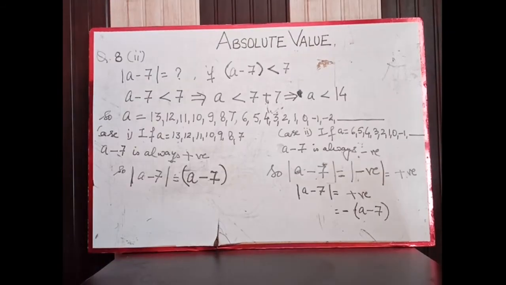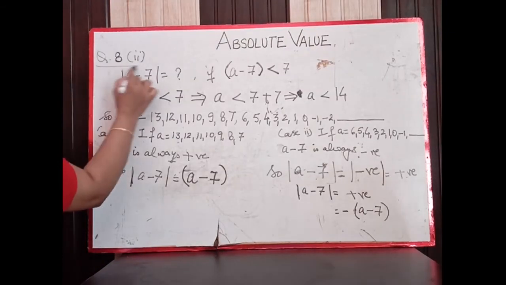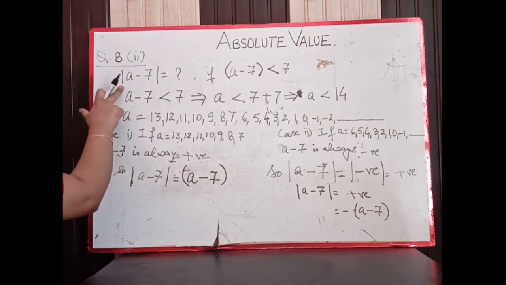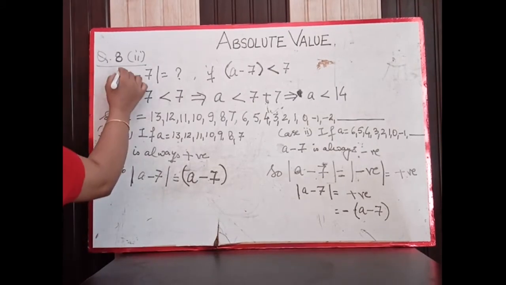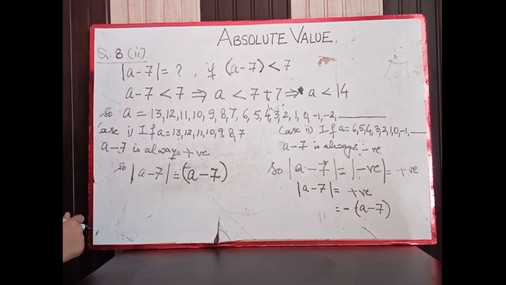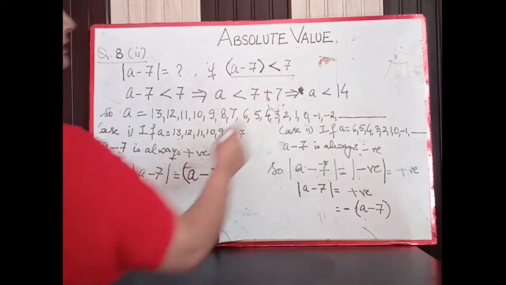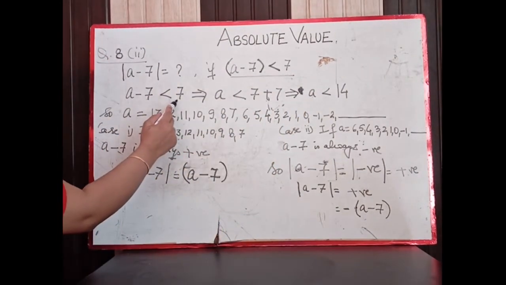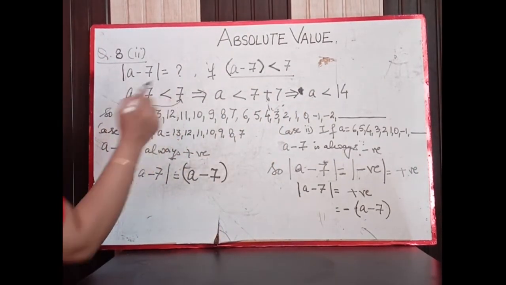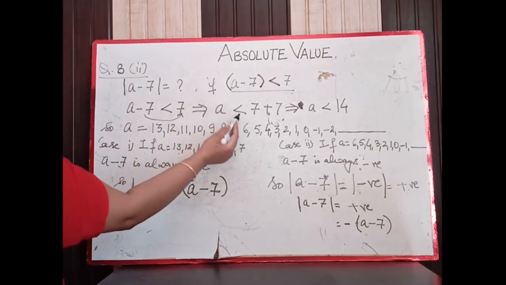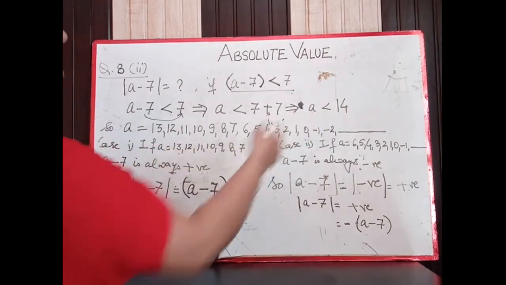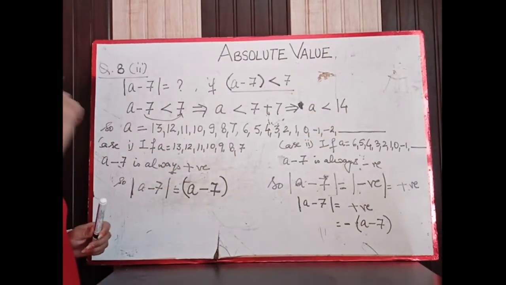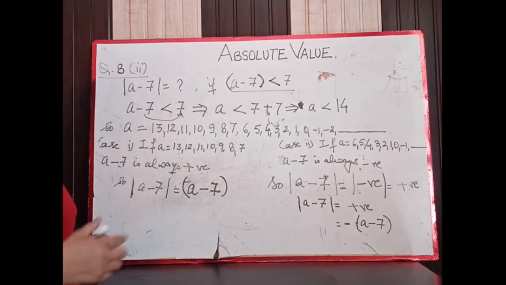Take one more question from your book. Question number 8, second part. We have to find the mode of a minus 7 if a minus 7 is less than 7. That means we have to find the absolute value of a minus 7, and the condition is this. If a minus 7 is less than 7, then this minus 7 will come to this side and we will get a is less than 7 plus 7, or we can say a is less than 14.